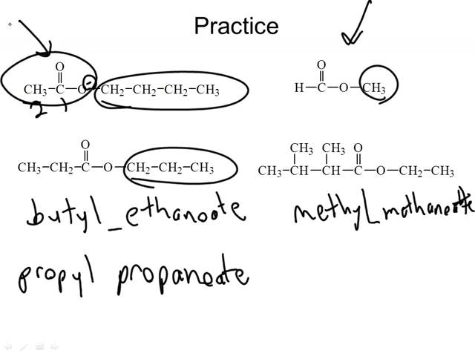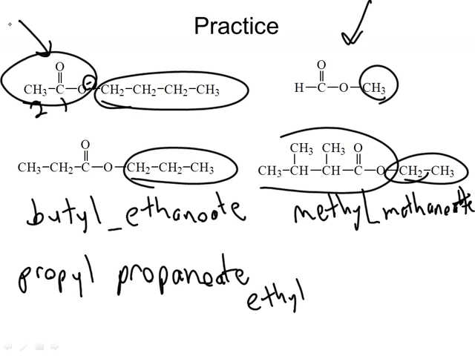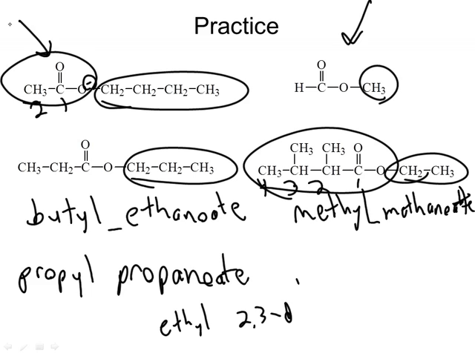The last one is a little more complicated, but this part is pretty easy. It's ethyl. But the next part we have to name as though it's an ion. So this is carbon 1, 2, 3, 4. It's ethyl 2,3-dimethyl butanoate. I didn't leave myself enough room, let me start further over. Ethyl 2,3-dimethylbutanoate.